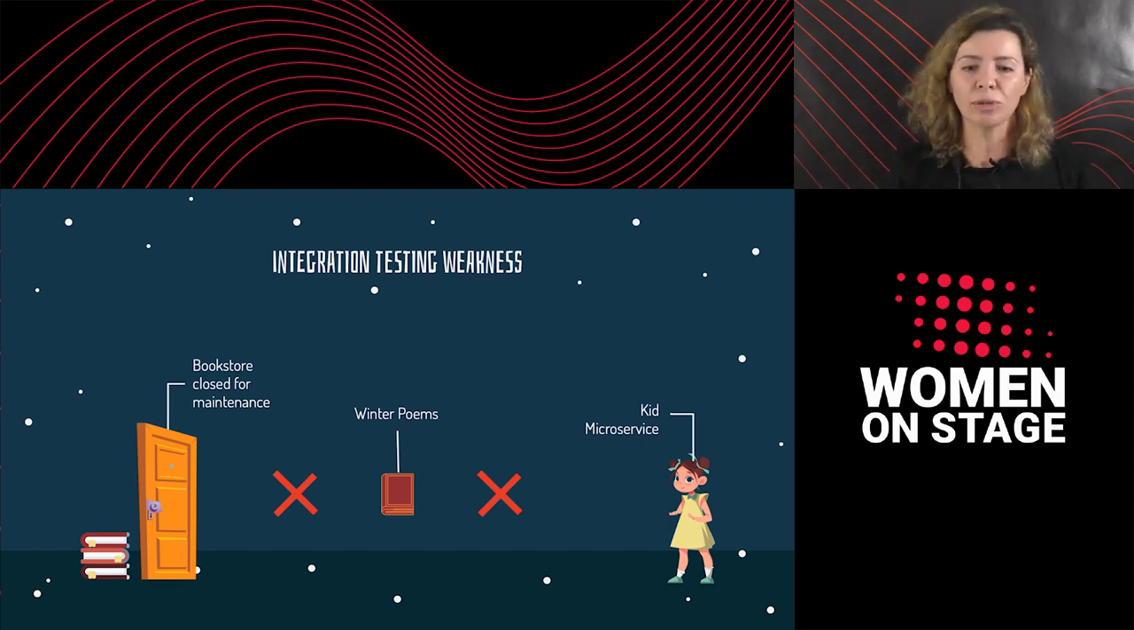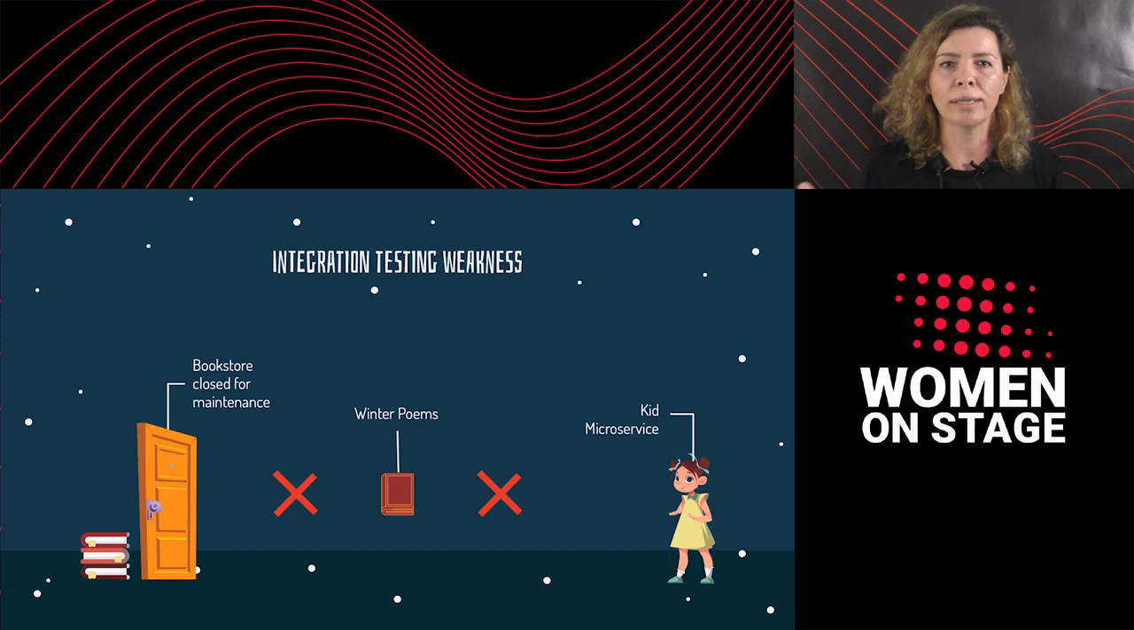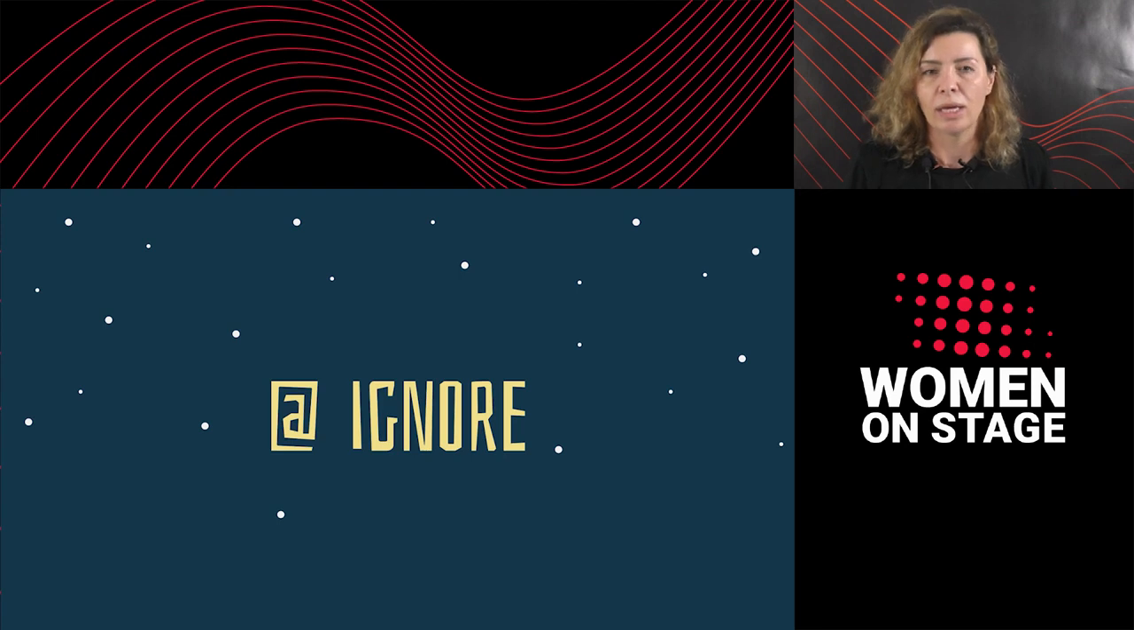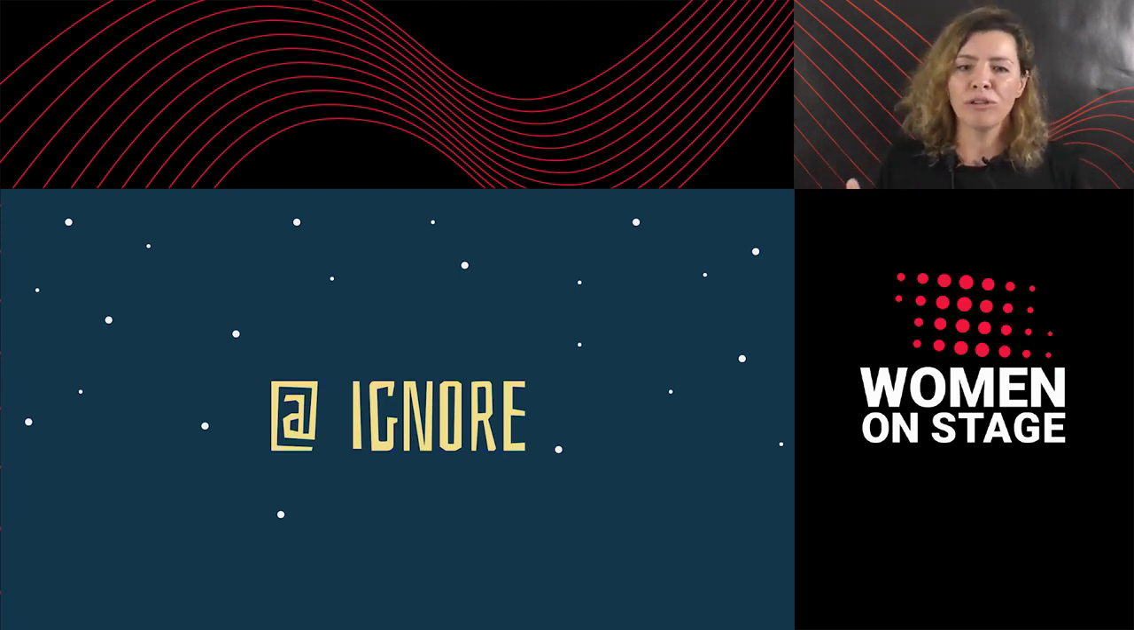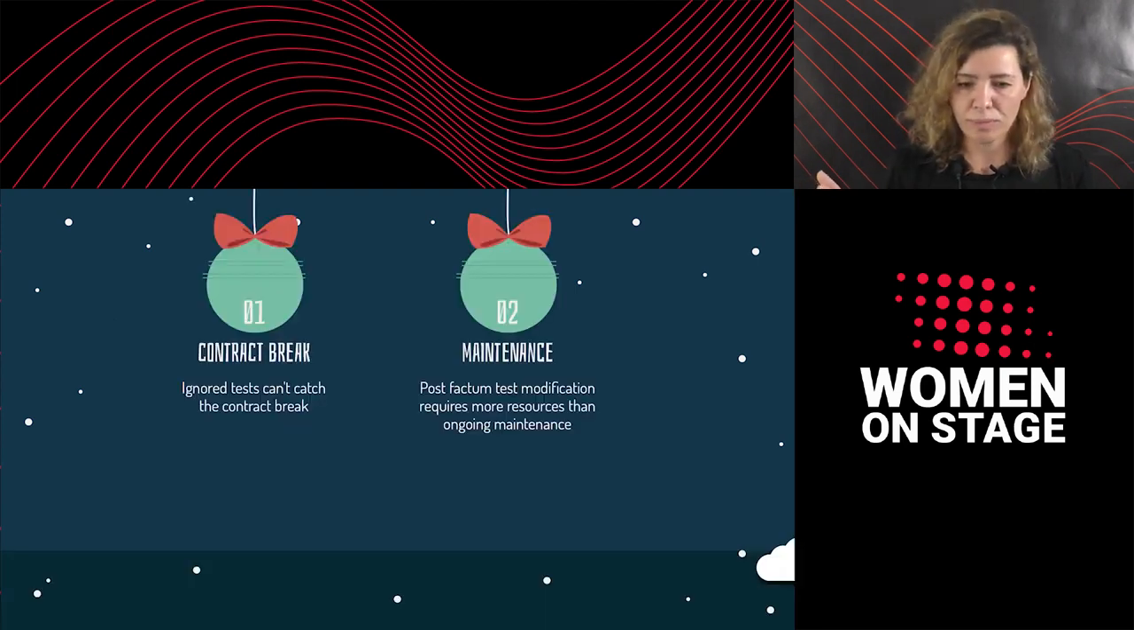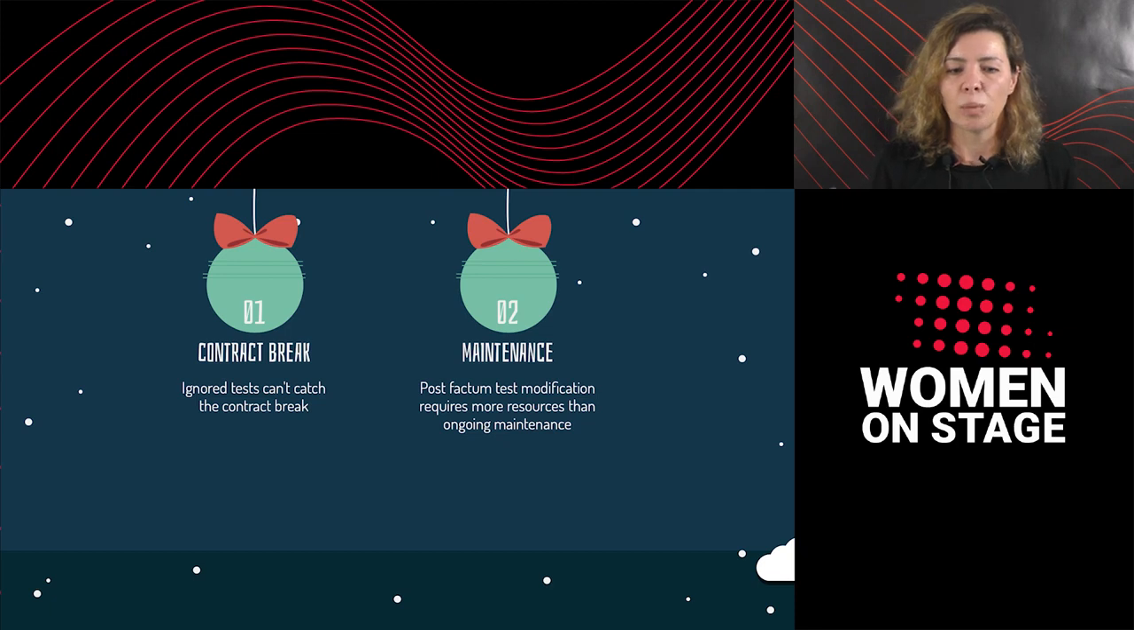The problem with integration testing is that you can't guarantee result consistency. I mean, integration tests have more than one reason to fail. Maybe the external component is unavailable, or maybe it just broke the contract. I mean, if the bookstore is closed, the kid will not receive the winter poems book. For this reason, we often prefer to ignore integration testing in the component test suite. By this ignorance, we can miss the contract break.